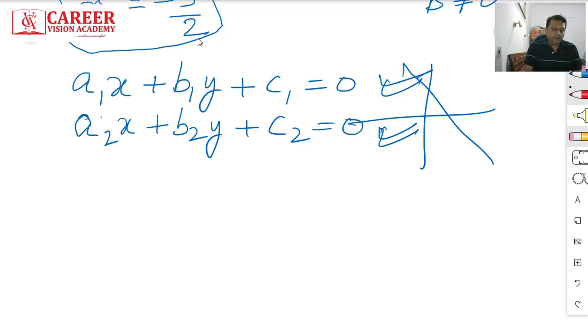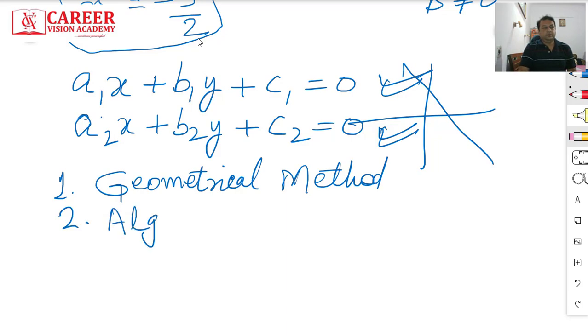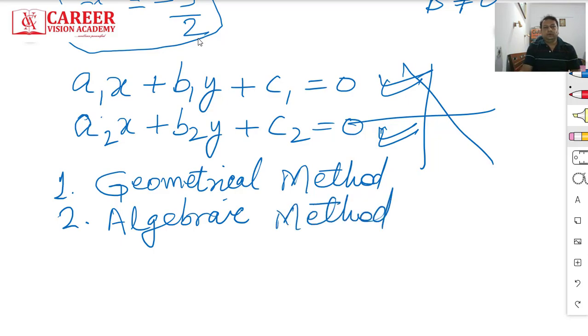Okay? One is your geometrical method, okay, and the second one is your algebraic method, right? If we have to solve a linear equation in two variables, we have these two methods, right?